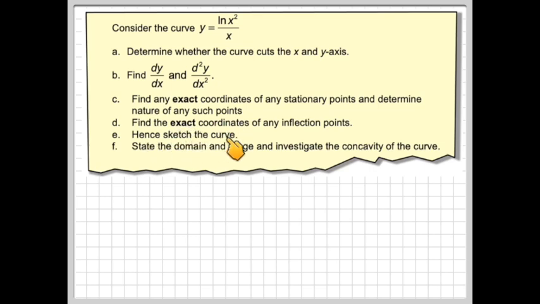Find the exact coordinates of any inflection points. Hence sketch the curve and then state the domain and range and investigate the concavity of the curve.